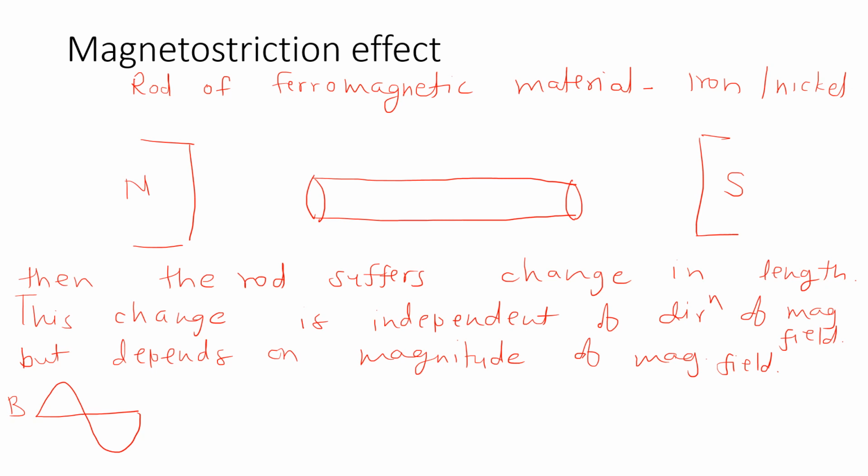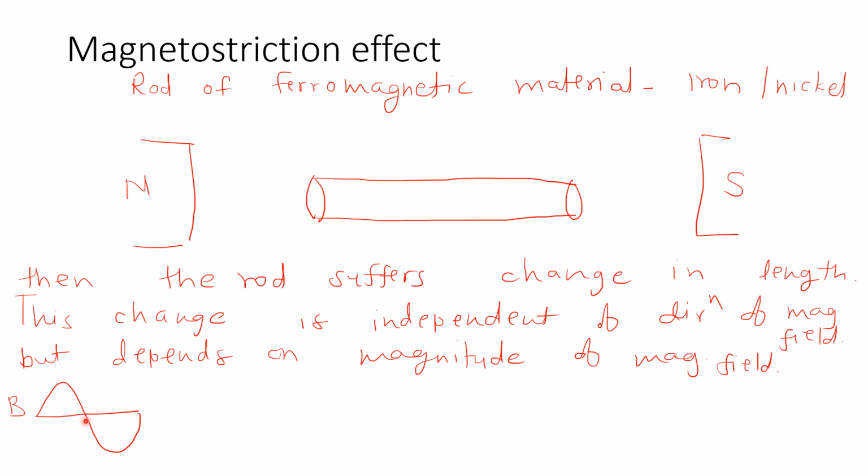So, in the first half cycle, the magnitude of the magnetic field will rise. It will reach the maximum value. So, in this half cycle, if the rod suffers expansion, then after this half cycle, the magnitude goes on decreasing. So, in the first half cycle, if the rod suffers expansion, then in this half cycle, the rod will suffer contraction.